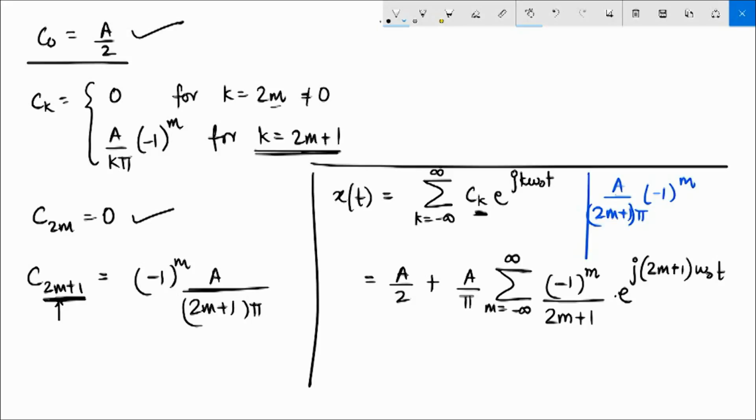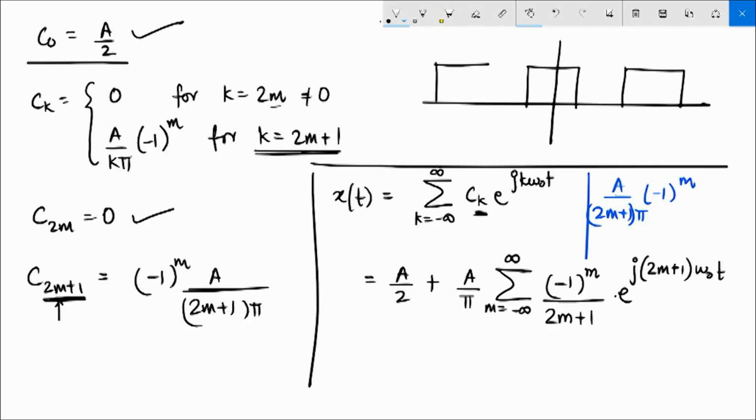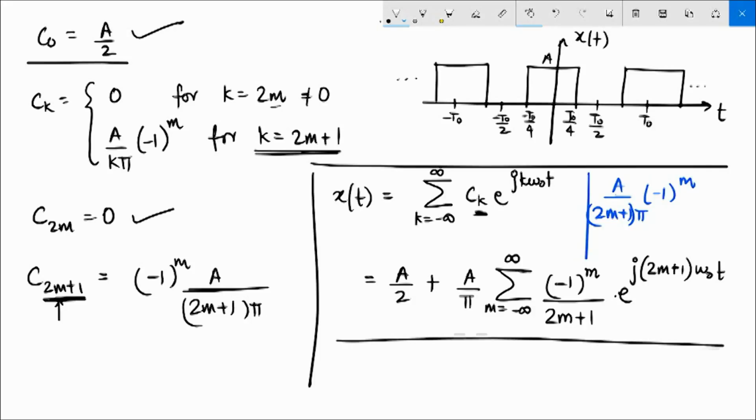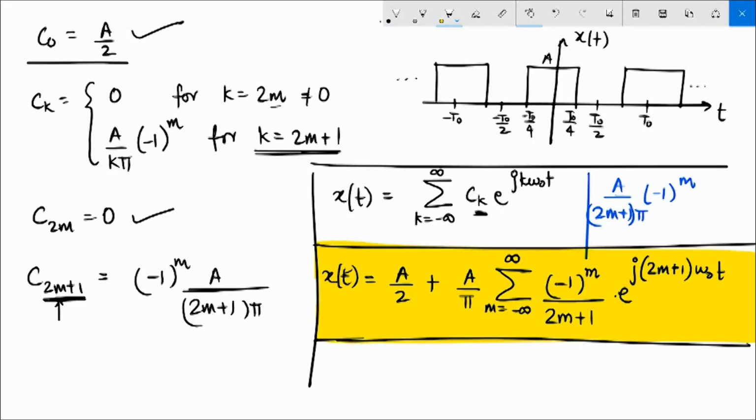So I can say that xt, which was a square wave like this, became a square wave because now the on time was equal to off time. We initially started with some general value t1 and later we substituted t0 by 4. So then it became a square wave. If this is xt, this is its Fourier series representation in terms of complex exponentials.